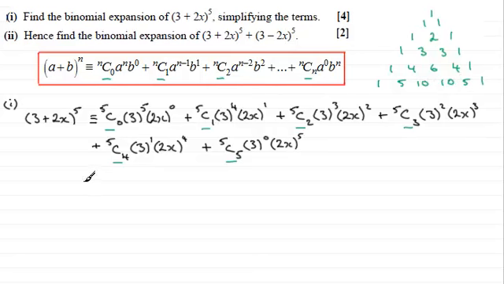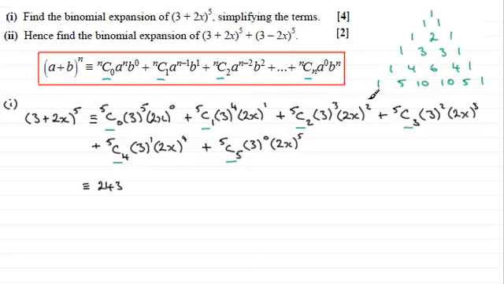So if you work this out, let's take the first term, 5C0, which we know is 1, 3^5, (2x)^0, that's going to be 1. So we just got 3^5, and that turns out to be 243.